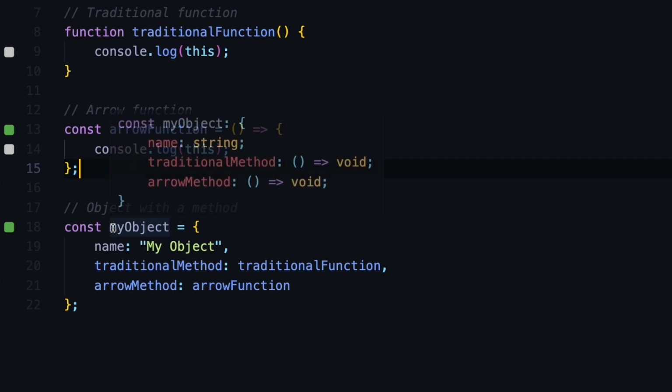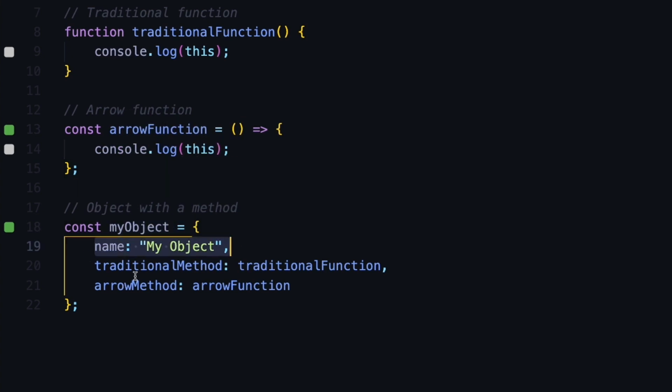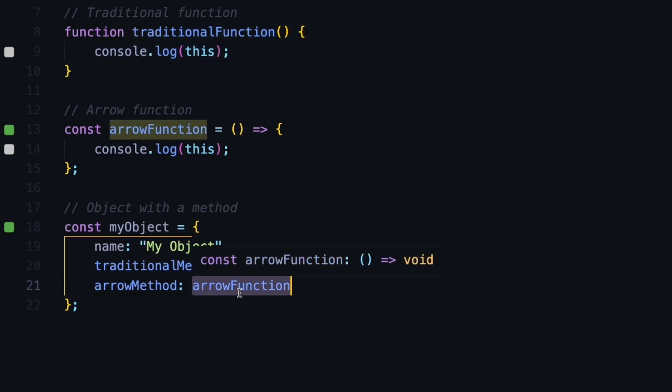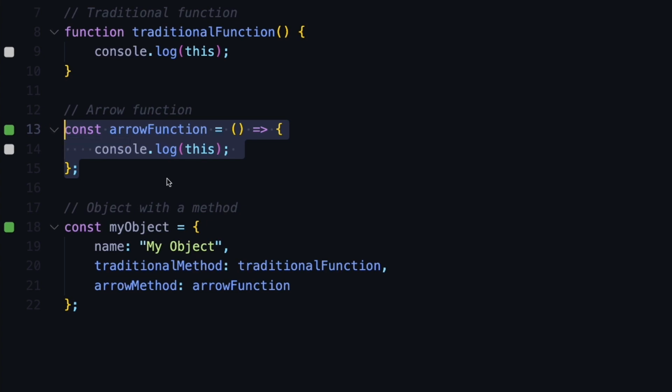For instance, if we have another object where we have some properties and then two methods, and the first method is a traditional function, which is defined like this, and the second method is this arrow function, which is defined like this. The arrow function won't have their own this binding, which means that they inherit this value from the surrounding enclosing scope where they are defined.